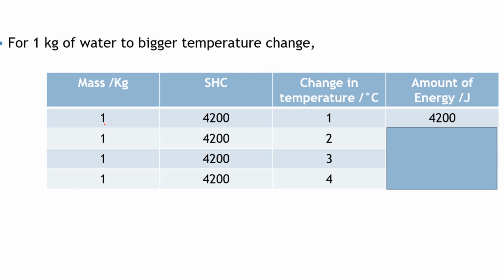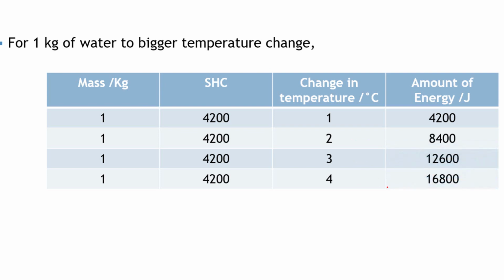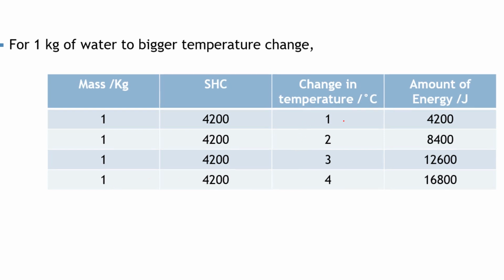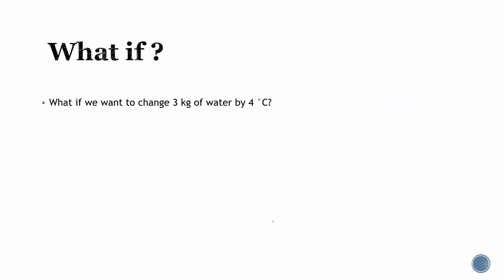Now it's just 1 kilogram of water, but I want to change the temperature by a larger amount. Changing by 1 degree is 4,200. Similarly, if you change by 2 degrees, it's 8,400, 3 degrees, 12,600, and 4 degrees, 16,800. So again, it's quite similar, but this time your mass is standardized at 1 kilogram, and you change your temperature. So what if you want to change, say, 3 kilograms by 4 degrees Celsius?